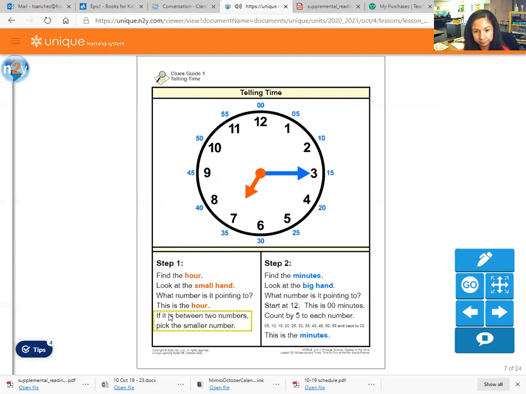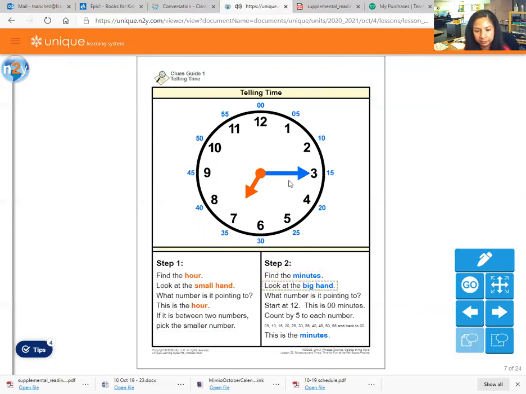If it is between 2 numbers, pick the smaller number. Okay, so if it was here between 7 and 8, you would say it's 7. Okay, but right now it's not between. It's right on. It's pointing right to the 7. Okay, now find the minutes.